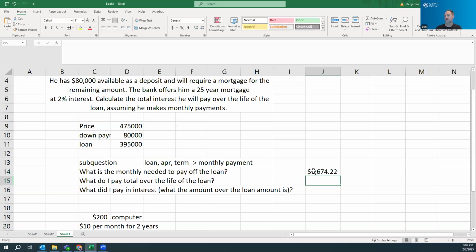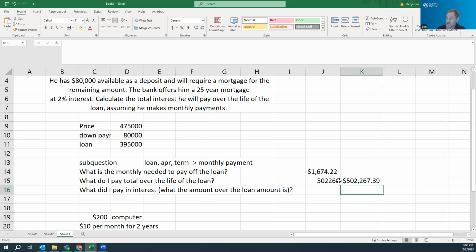Go. So it looks like it's about a $1,600, $1,700 almost mortgage payment. So over the life of the loan, 1674.22 times 25 times 12. Now I'll just point out there's an interesting thing here. You see I typed that number in. Here's the number without this, using the cell reference.